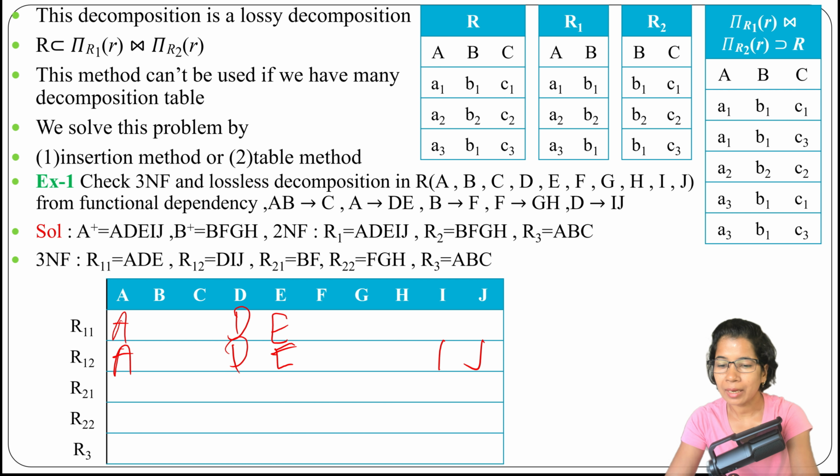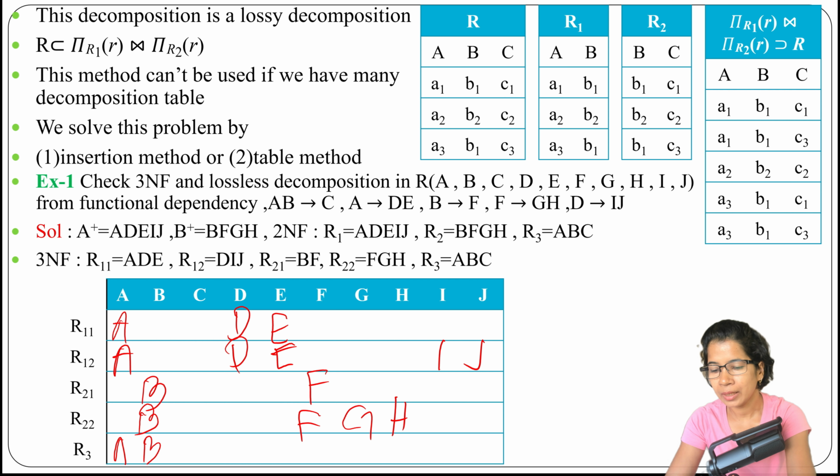As with D, A and E are in the previous row. Next R21 BF, then R22 FGH. Now we'll copy B here, as B was in the previous row. Next ABC. So A, B, C.